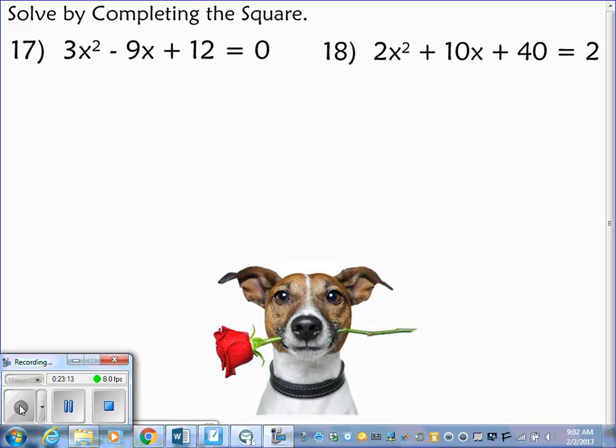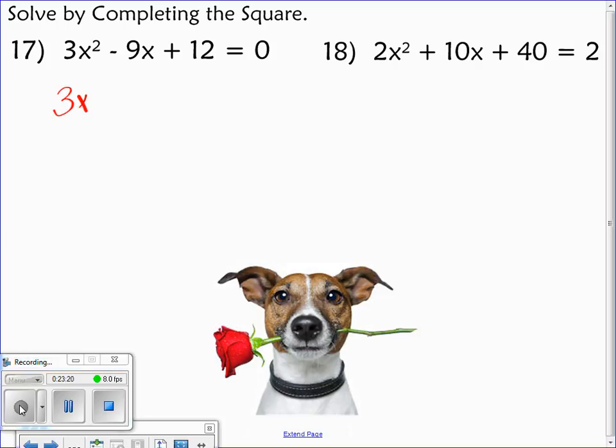All right, so number 17, what's the first thing you want to do? Move the 12. So we'll get 3x squared minus 9x equals negative 12. Okay, then what? Divide by 3. Is this going to be an ugly one? No, they actually all divide nice at the end. X squared minus 3x equals negative 4. I mean, it's not terrible. At least they divided nicely.